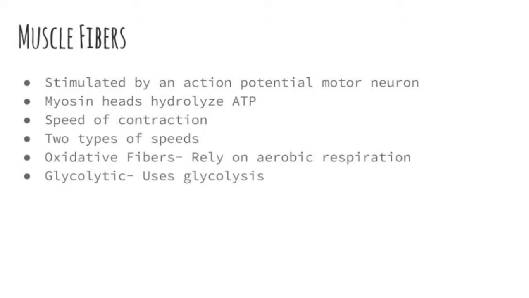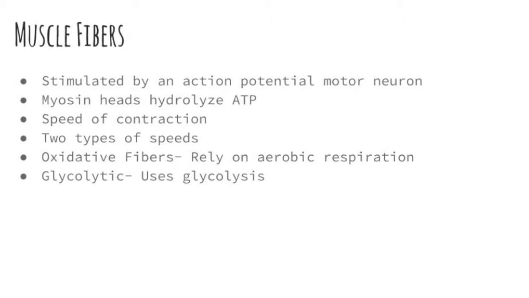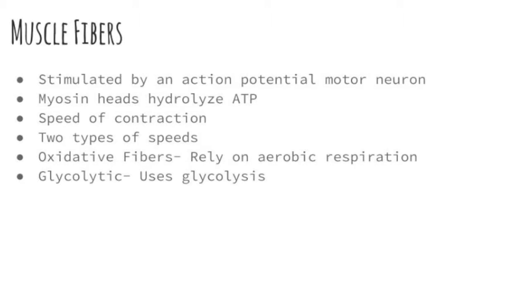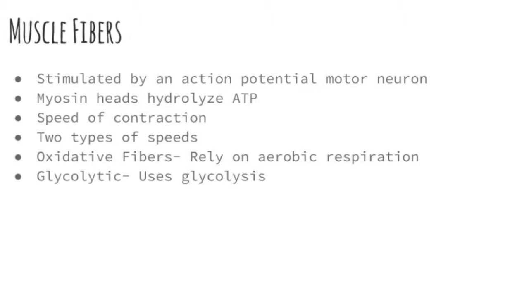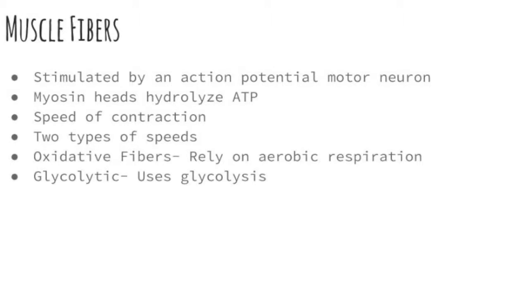This difference is mainly due to the rate at which their myosin heads hydrolyze ATP. Based upon their speed of contraction, we can classify muscle fibers into two different categories, either fast or slow. Another major criteria for classifying muscle fibers is the metabolic pathway for which they are producing ATP. Fibers that rely mostly on aerobic respiration are called oxidative fibers, whereas those primarily using glycolysis are called glycolytic fibers.